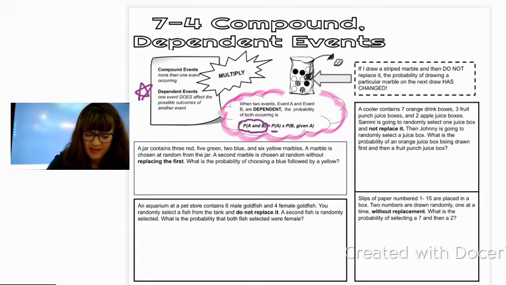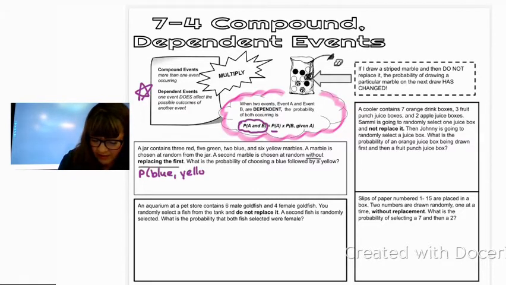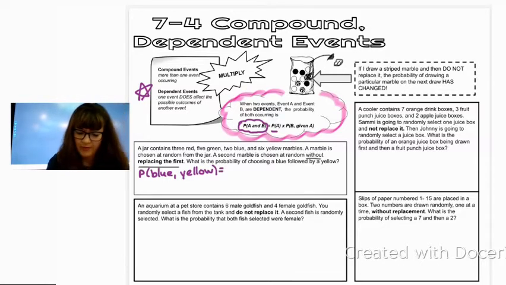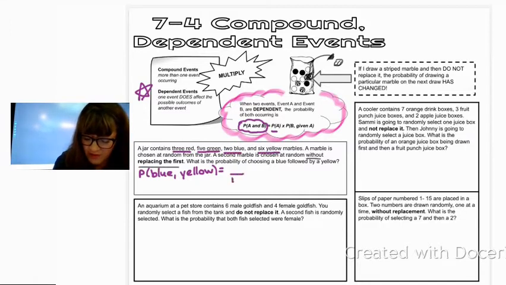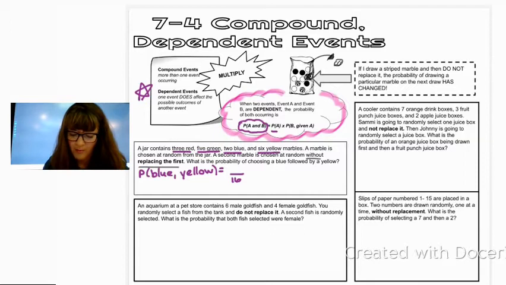Okay, let's solve one of these. A jar contains 3 red, 5 green, 2 blue, and 6 yellow marbles. A marble is chosen at random from the jar. A second marble is chosen at random without replacing the first. That's key. What is the probability of choosing a blue followed by a yellow? So the probability of blue followed by yellow. Well, we had 3 red plus 5 green, that's 8, plus 2 blue is 10, plus 6 yellow would be 16. So on the first draw, there were 16 total marbles in the bag.